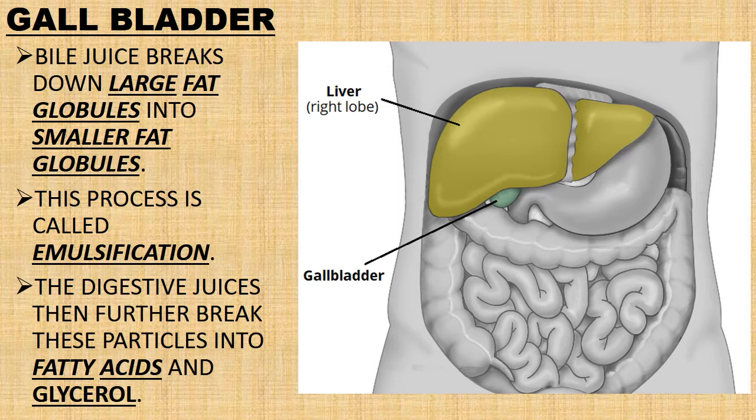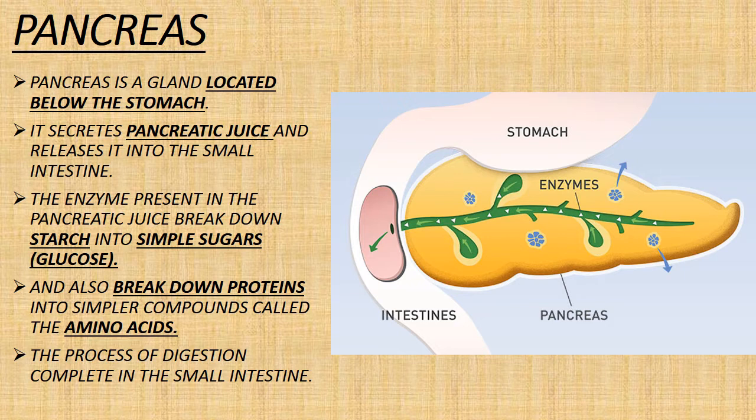Our next slide is about pancreas. Pancreas is a gland which is located below the stomach, as you can see in the picture. Pancreas also secretes a kind of digestive juice which we call pancreatic juice, and this juice is released directly into the small intestine. As we have discussed, bile juice breaks down complex fat globules into simple fat globules, and then fatty acid and glycerol.